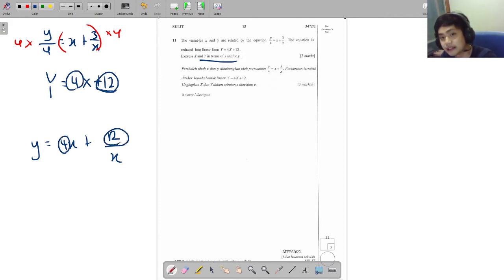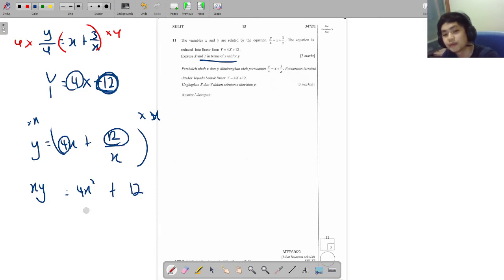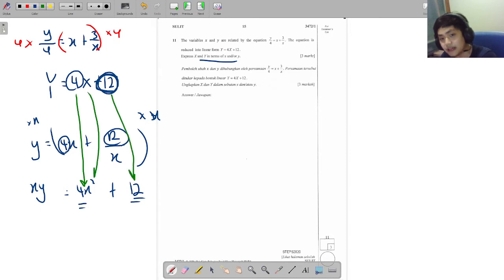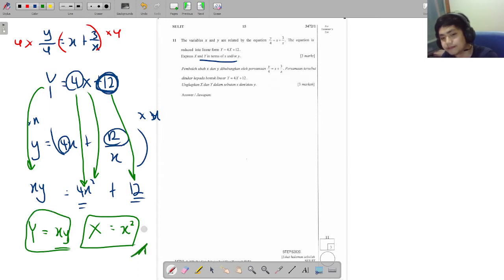And since this does not have an x over it, I'm going to multiply both sides by x as well. So it'll be xy, here x, and here x as well. So it'll be xy equals 4x squared plus 12. So from here, I can see the relation here, the numbers here are exactly the same now. So I can relate X and Y with terms. So capital Y is equal to xy, whereas capital X is equal to x squared. Right. So this is my answer.